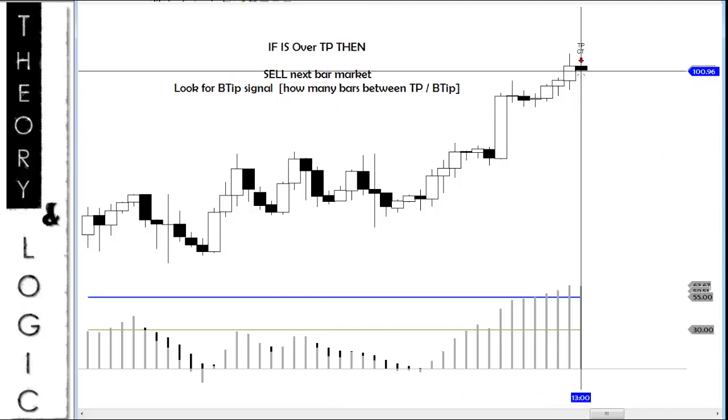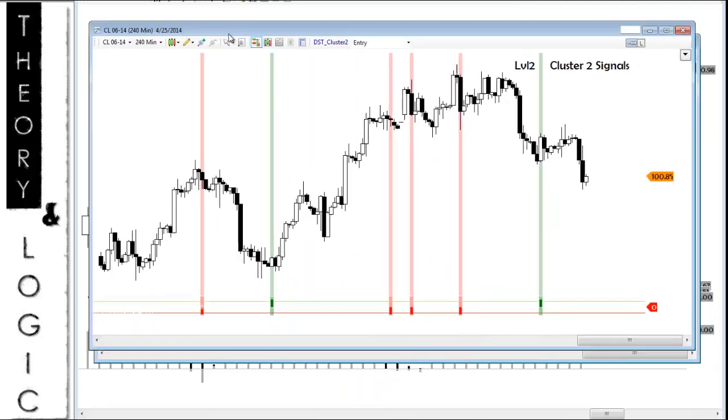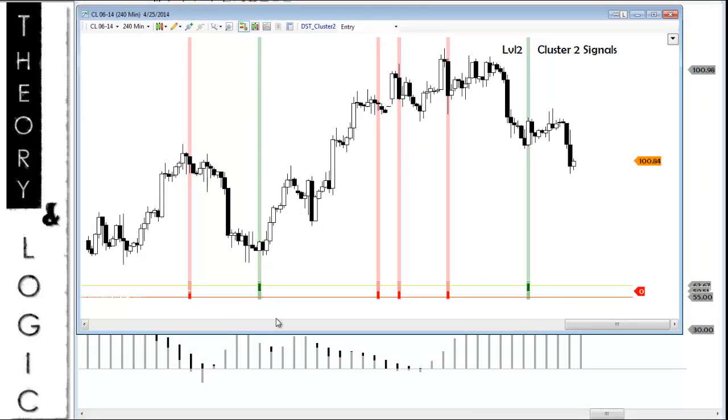I can go in, I can say, okay, show me what I call a cluster 2 signal. So here's the level 2 cluster 2. This is saying if internal strength hits this, and in this case it's minus 30, then give me a turning point. If I get a turning point, then look for the black tip. And if both of those conditions are met in two consecutive candles, it can't be three bars, it can't be four bars. It can only be on the same candle or in back-to-back candles.